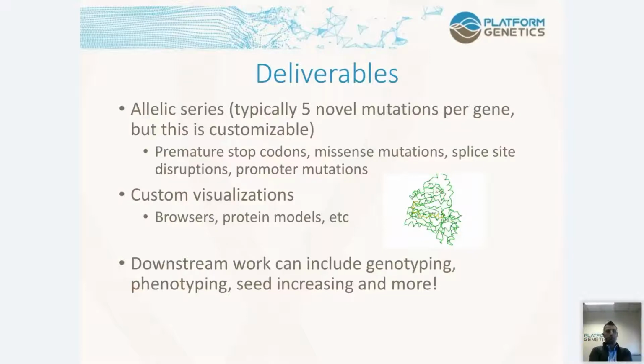This can include premature stop codons, which generally equate with a full loss of function of a protein. It can also include missense mutations, splice site disruptions, and of course we can characterize promoter and regulatory mutations as well. We can also support this with custom visualizations. Our strong informatics and computer science team can deliver genome browser-based visualizations, protein models with predicted effects and things like that. And any of the downstream work can include genotyping and phenotyping, lines of interest, seed increasing, and more.